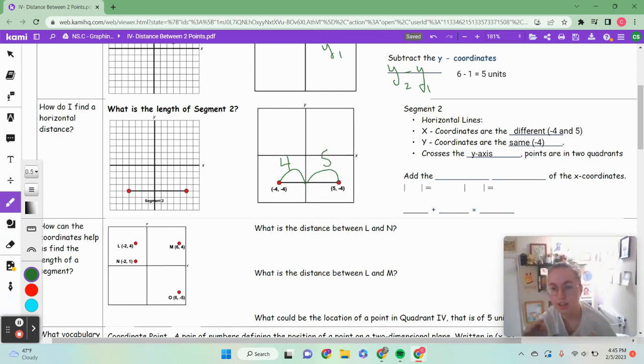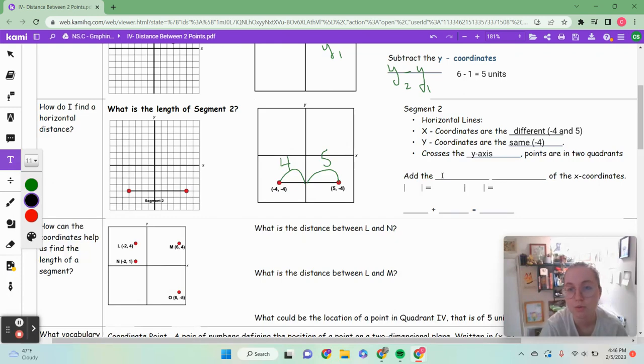So I could add those together. But what are these values? These values are the absolute value of our x-coordinates, because the absolute value of -4 is +4. The absolute value of +5 is +5.